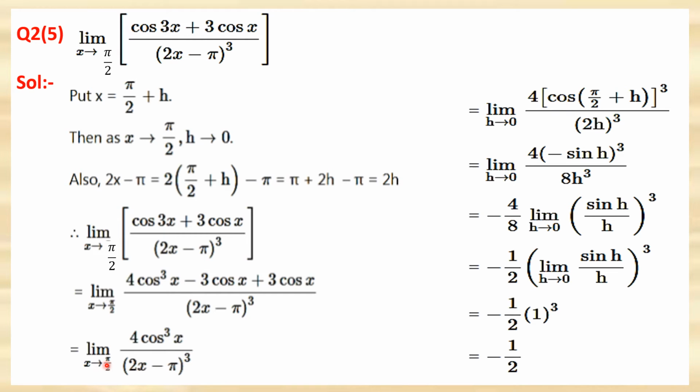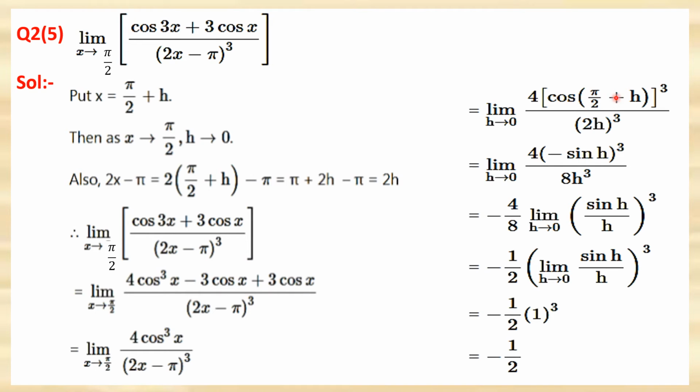Now we will apply the substitution for the limit. Then when limit x tends to pi by 2, then limit h tends to 0. 4 into cos (pi upon 2 plus h), x is equal to pi upon 2 plus h, the whole cube upon (2h) the whole cube. Now limit h tends to 0, 4 into cos (pi by 2 plus h) is minus sin h.